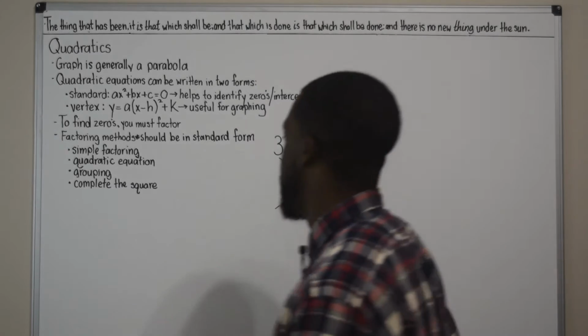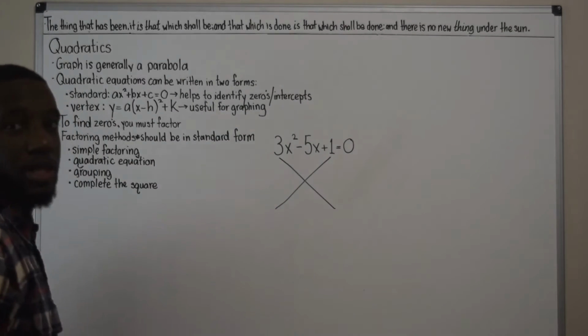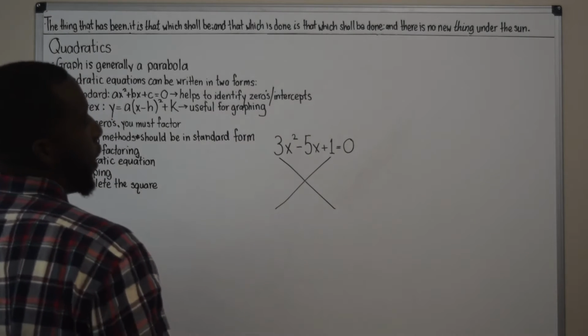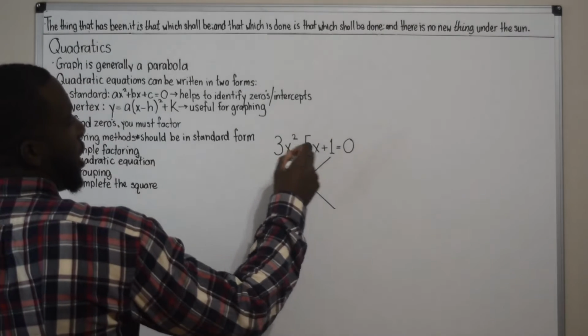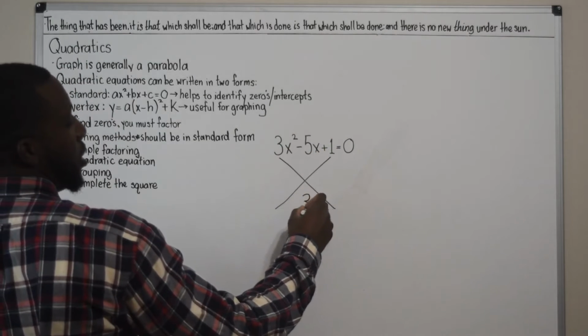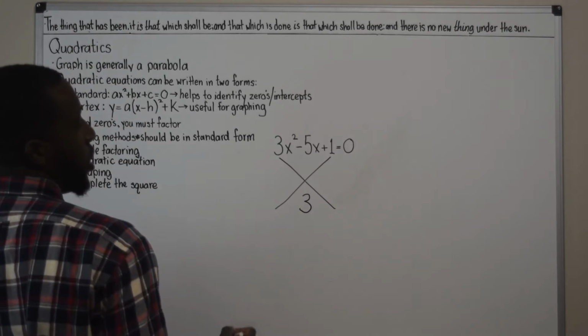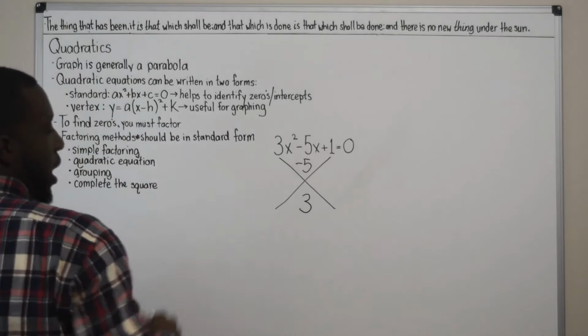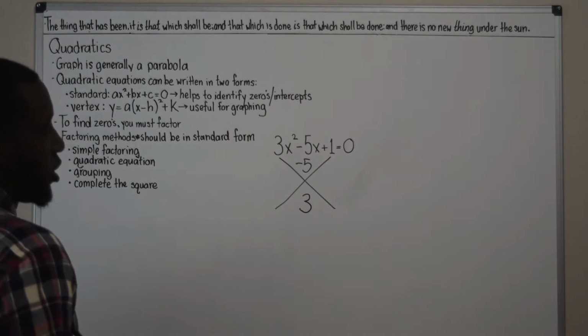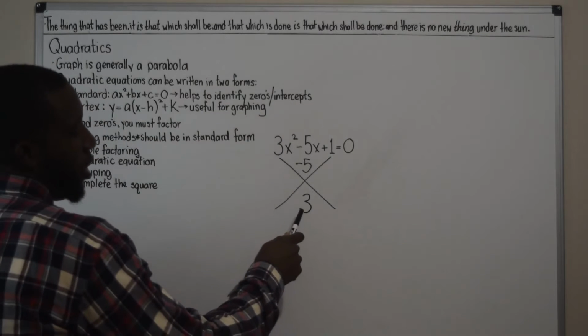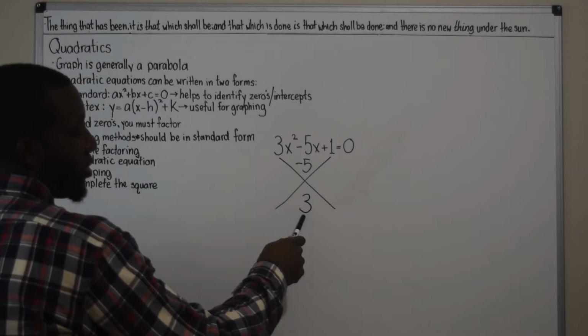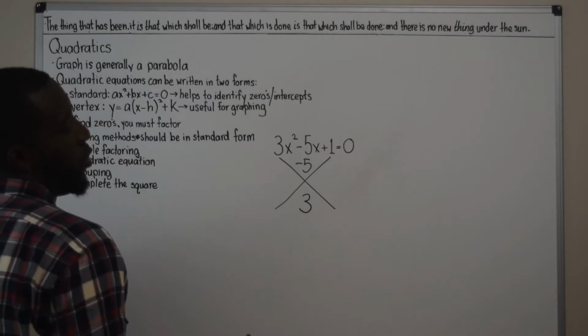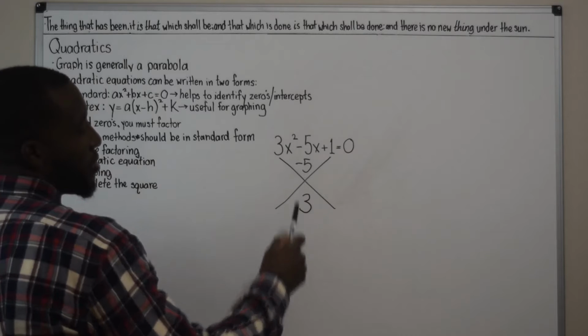Let me get on this side. Let me see if that'll be better if I get on that side. All right, cool. I think that's better. All right, so I'm gonna take A times C. That's 3. And then I'm gonna drop this -5 right here. So now what I need is 2 factors of +3 that will add together to give me -5.